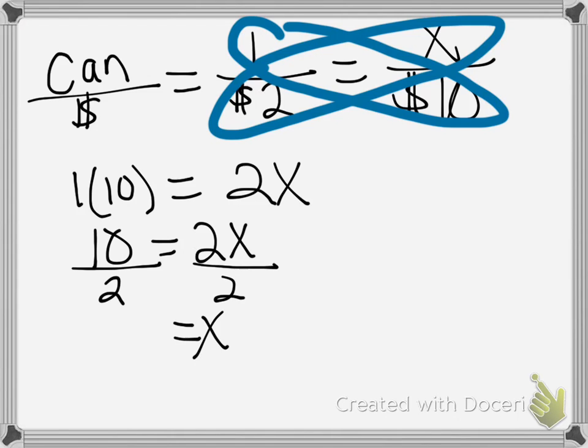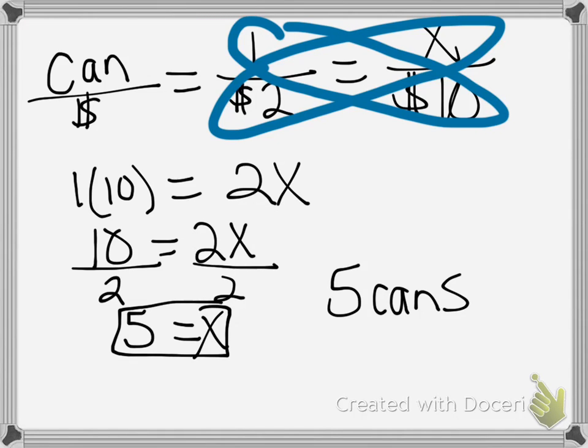10 divided by 2 is 5. So I have x is equal to 5. But that's not my final answer. I have to make sure that I include my units. So my answer would be 5 cans. So if I have $10, I would be able to purchase 5 cans.